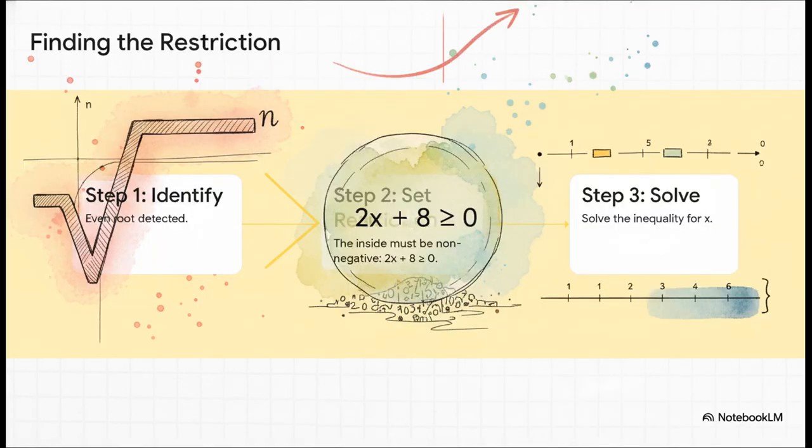And you know what? The process is pretty much the same. Step 1, spot the red flag. Here, it's that even root. Step 2, grab everything inside the root, that radicand, and set it to be greater than or equal to 0. Makes sense, right?